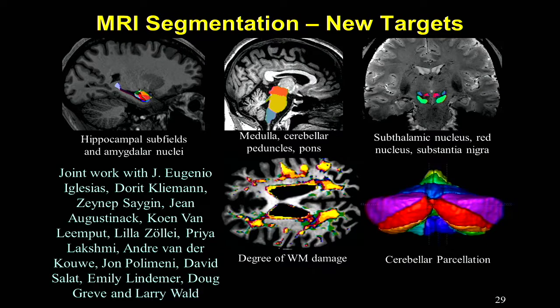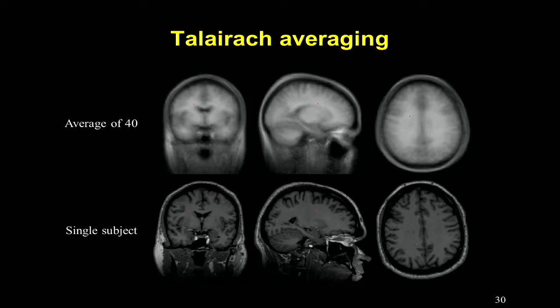We're constantly working to extend the level of detail and breadth of these models. So for example, in the medial temporal lobe, we've been doing high resolution imaging to image hippocampal subfields and amygdala nuclei. We've been looking at brainstem and midbrain structures, cerebellar parcellations, and also white matter damage. So a lot of this stuff is kind of in the pipeline, and we're constantly working to extend these.